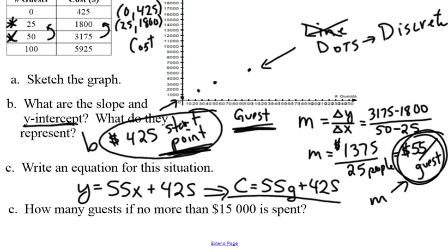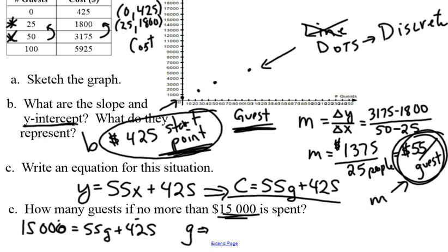And the last one: how many guests if 15,000 or less is spent? Well, 15,000 would be our cost. 15,000 is equal to $55 per guest plus 425. Solve for the number of guests. Subtract 425, divide by 55, and what do you get? You get 265 guests or less if they don't want to spend over 15,000.